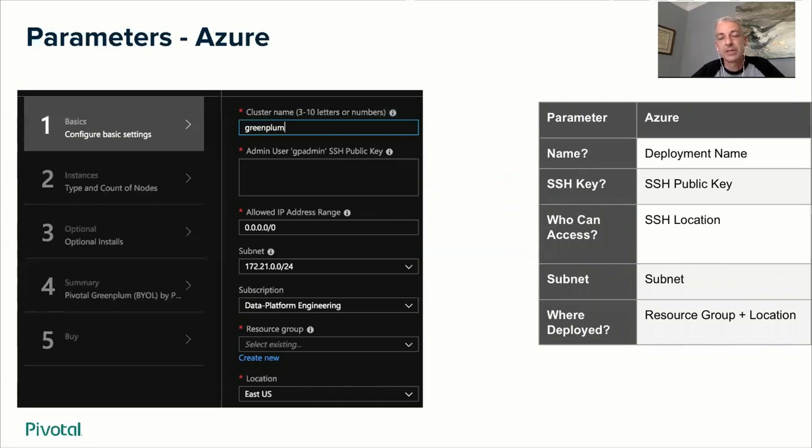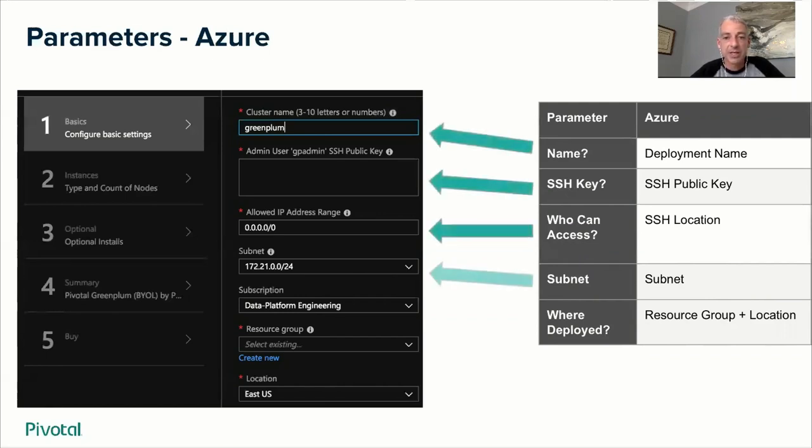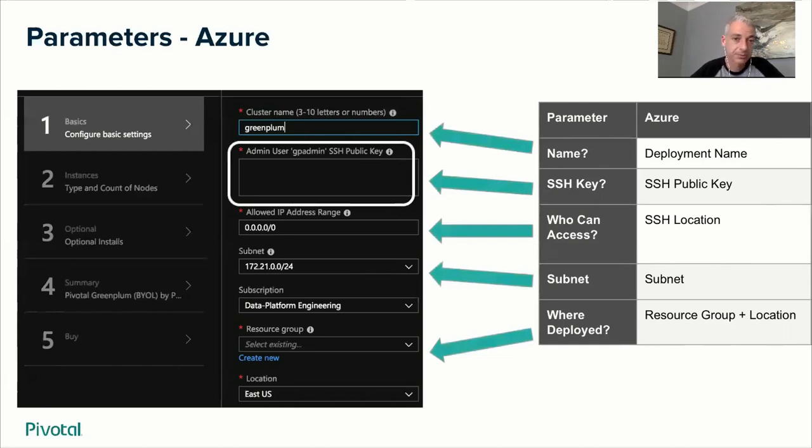Azure has very similar, or has the same parameters, right? But just a different user interface here. You see it has a deployment name, the SSH key, the location, subnet, and resource group. And here you can see that with the SSH key, you have to keep track of the key pair yourself. You have to keep track of both the public and private key. And here is where you put in your public key, and you keep track of your private key.